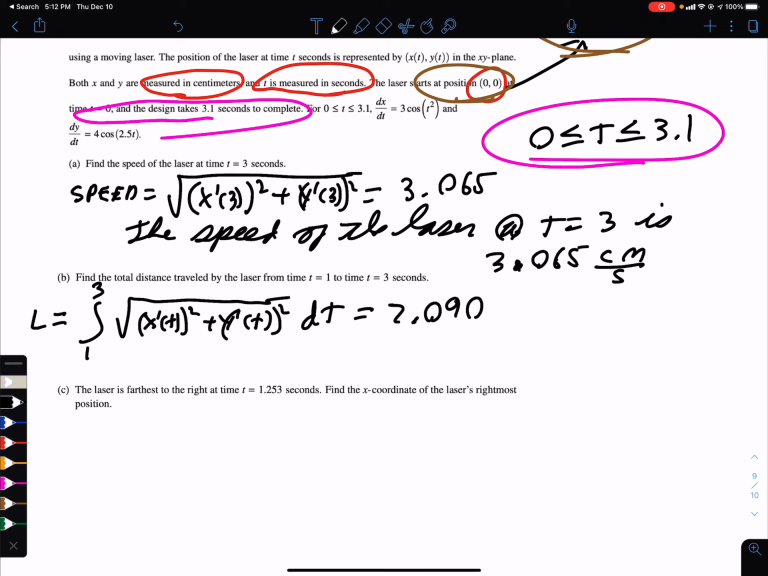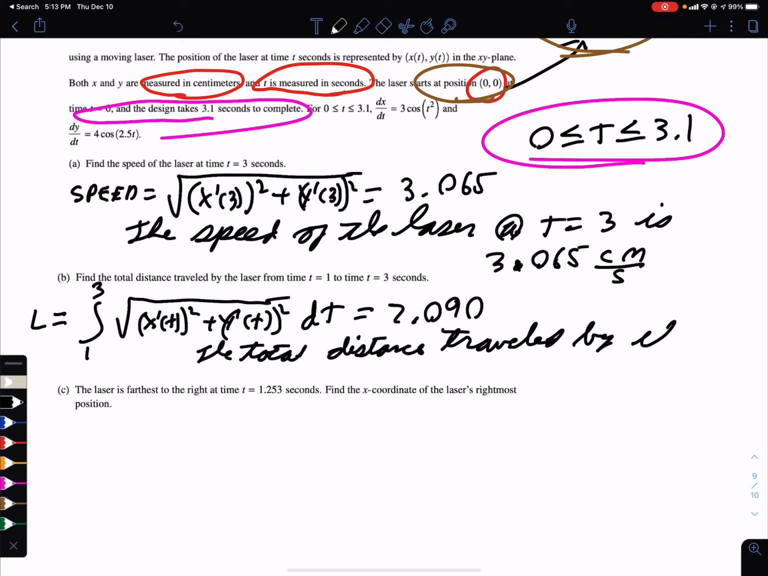So we should write it out because we haven't really explained. So we should say the total distance traveled by the laser from t equals 0 to t equals 3 is 7.090 centimeters.